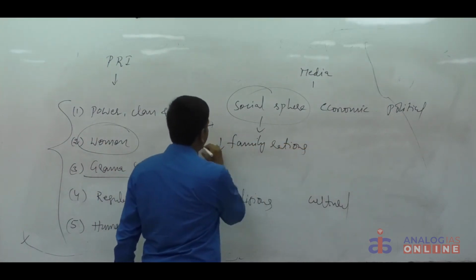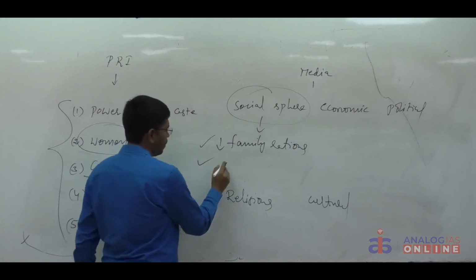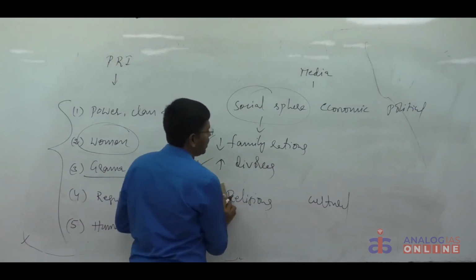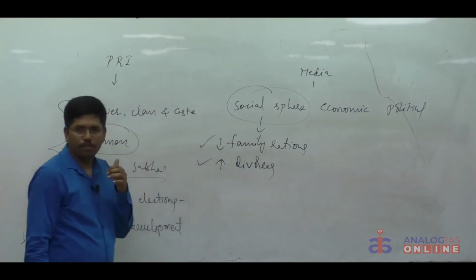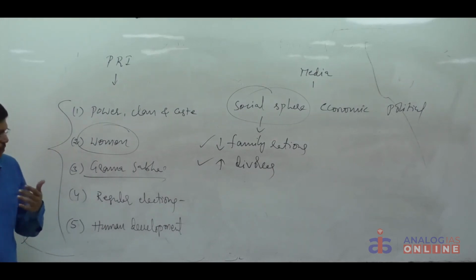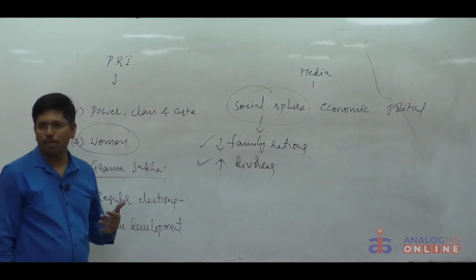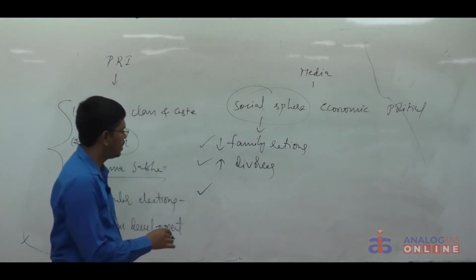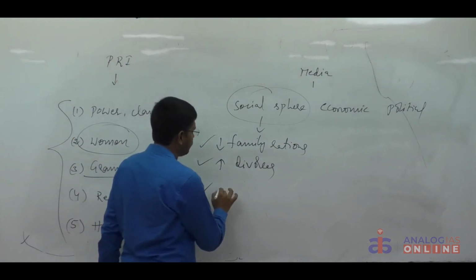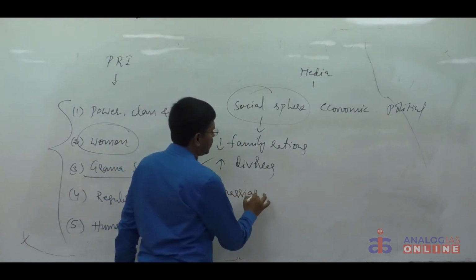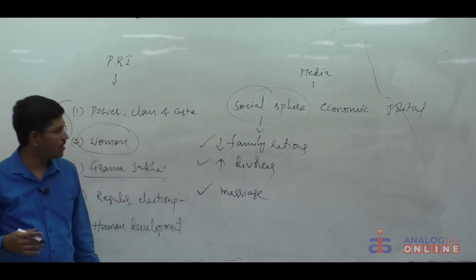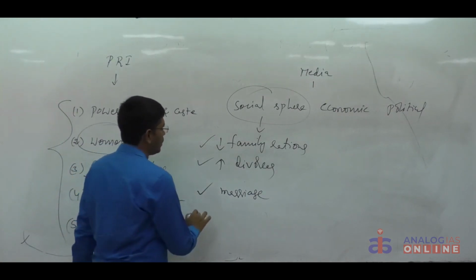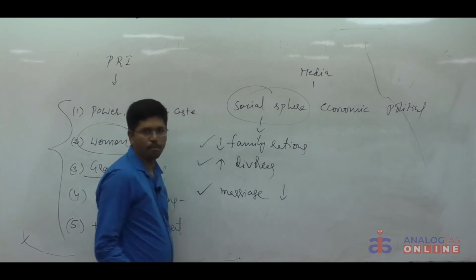Because of weakening of family relations, we observed an increase in the incidence of divorces. And at the same time, because of media, women realized their rights. They were able to assert their independence from the dominance of the husband and his relatives. That's why there is an increase in the incidence of divorces, and a weakening of the institution of marriage. Because of media, people came to know about alternatives to the marriage system like live-in relationships. That's why there is weakening of the institution of marriage.